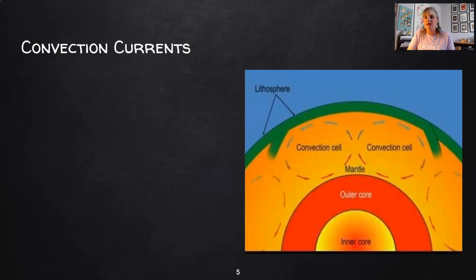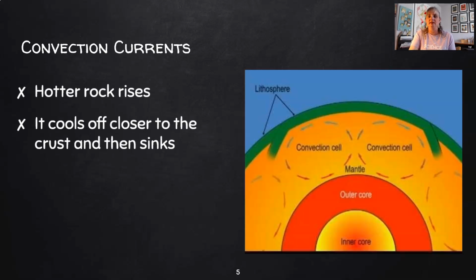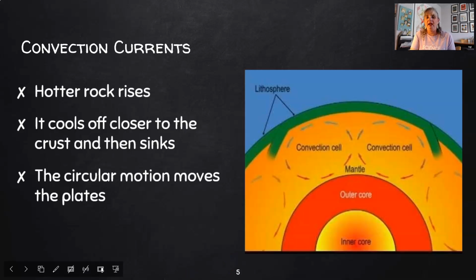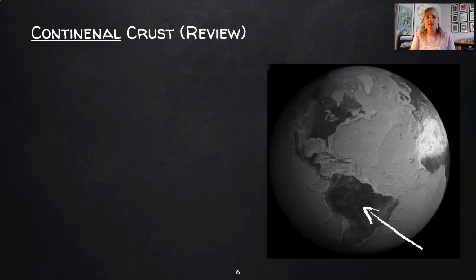So here's a convection again. Convection is when hotter rock rises. Remember that the outer core is hotter than the mantle. So that outer core is heating up rocks. As it heats up, it rises because it becomes less dense. And then as it cools off near the crust, then it sinks back down. So we get this circular motion, and that is what moves the plates.